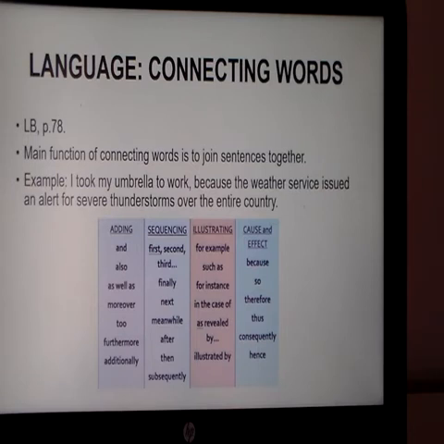So if you look at these two sentences, I took my umbrella to work and the weather service issued an alert for severe thunderstorms over the entire country, you will hear that these are two sentences that can function on their own. But if we use a connecting word, we can make one sentence of it, and it then gives you a bit more explanation as to why the person took their umbrella to work. So that's basically the function of connecting words. There's not really much more to say about that.